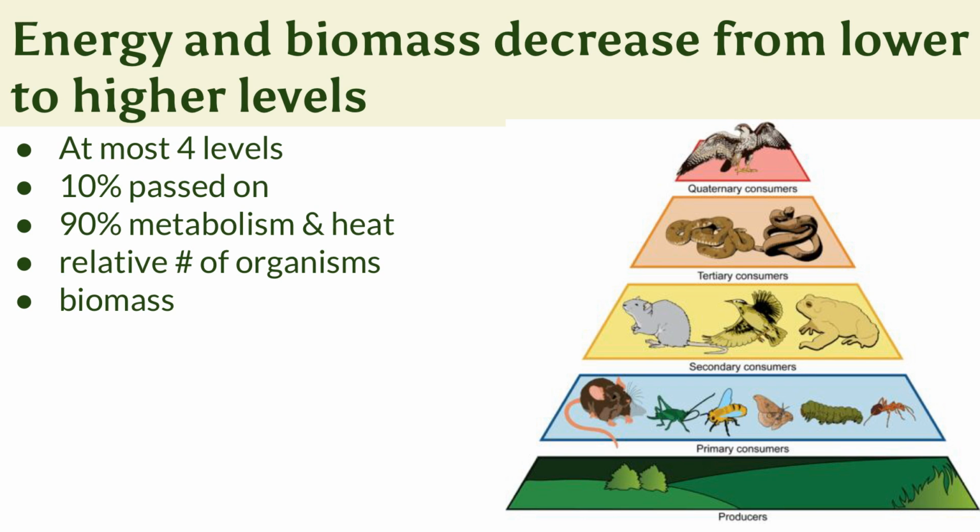And again, I see I've actually got a couple different slides here, but on this one, energy and biomass decrease from lower levels to the higher levels. So at the most, only 10% is passed on. The part that I had mentioned is very inefficient, that's lost. 90% of that is going to go towards the metabolism of the organism and the heat, or lost heat.